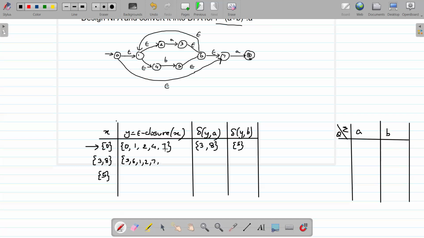We cannot move from 6 to 5. That is not possible. So 3, 6, 1, 7. All these are possible. For 8, the state only should be included, nothing else. Now we will check all these states for transition on getting A as the input.